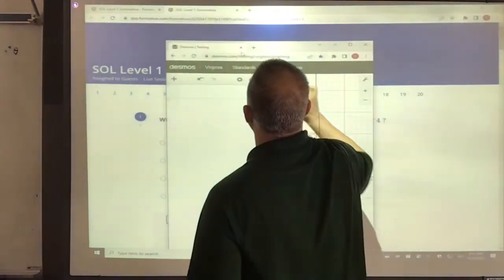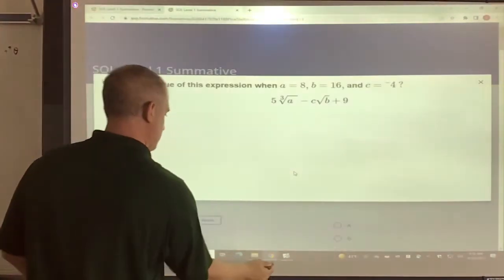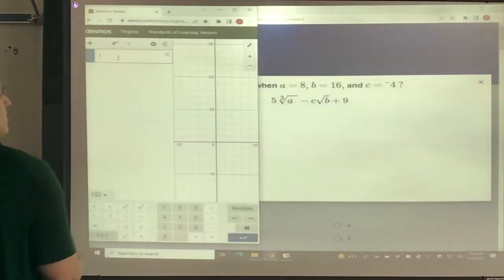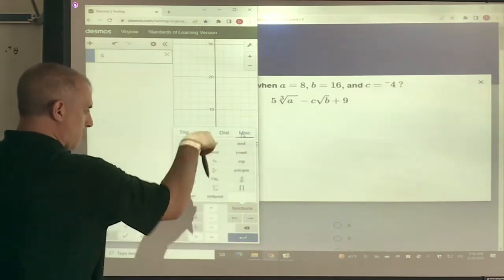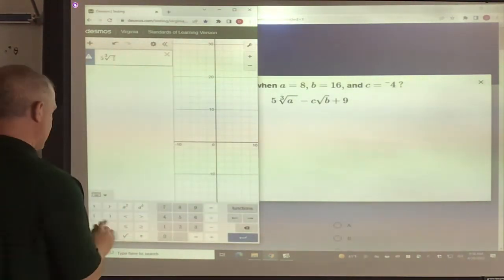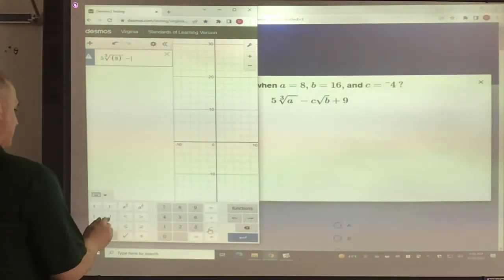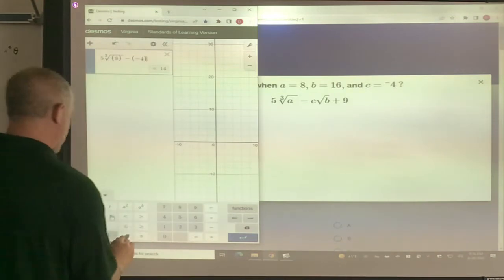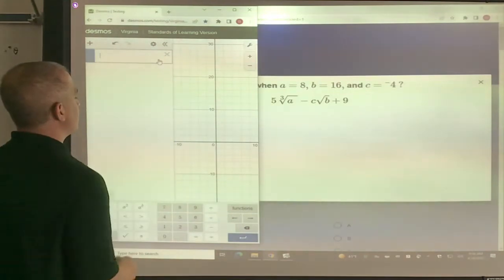Let me pull this Desmos out, make it easier, okay? All right, so I can see the problem, okay? What I want to do is I'm going to hit 5, then functions, then I'm going to find miscellaneous, or scroll down till you find this little thing here that allows me to type the 3. Inside I'm going to type 8 with parentheses. I'm going to click outside, minus, I got C, C is -4, so I'm going to put -4 with parentheses. Then I'm going to put square root. Then I'm going to put B with parentheses, which is 16. I'm going to click over here.